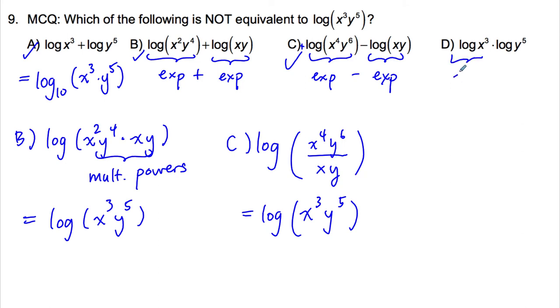Here what we're saying is we have an exponent multiplied by an exponent. And so we don't have a logarithm law for that, and our answer is D. So don't mistake logarithm of the product of a power with the product of two logarithms. That's not what this law says.